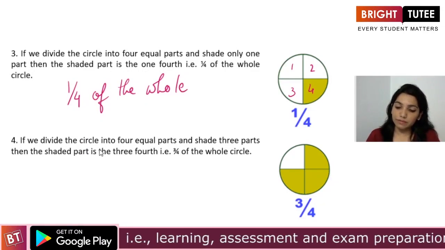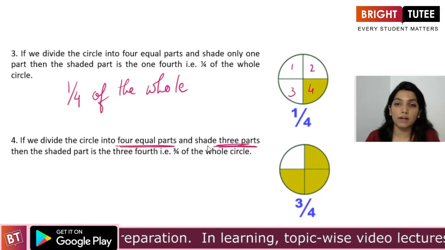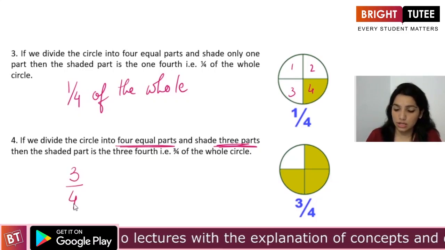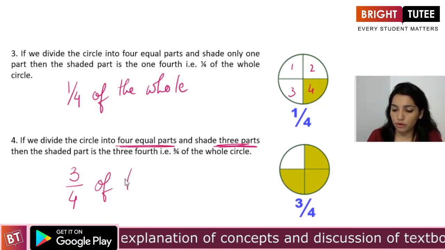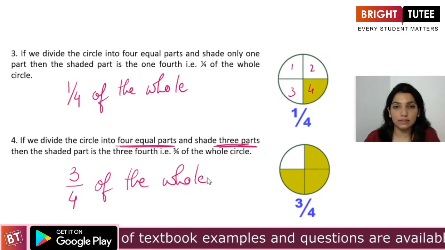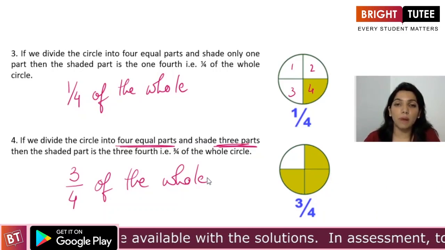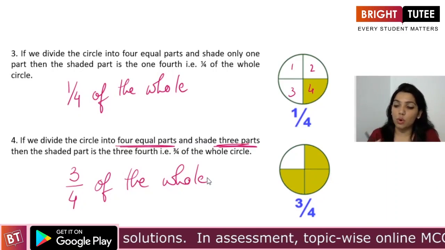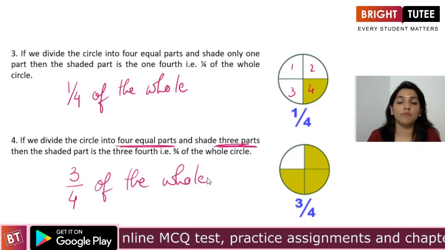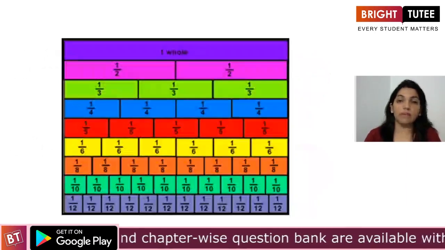Now, if we divide the circle into 4 equal parts and shade 3 parts, what do you write? You write 3 out of 4 are shaded, so it is 3/4 of the whole circle. I hope this is clear how we are supposed to look at a diagram and say what part is shaded. So we just count all the parts that it has been cut into and we just write whatever fraction is being denoted.